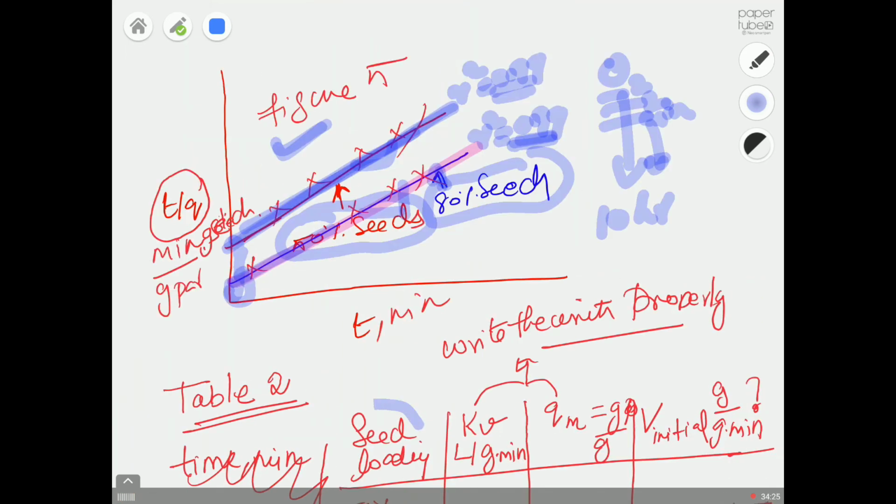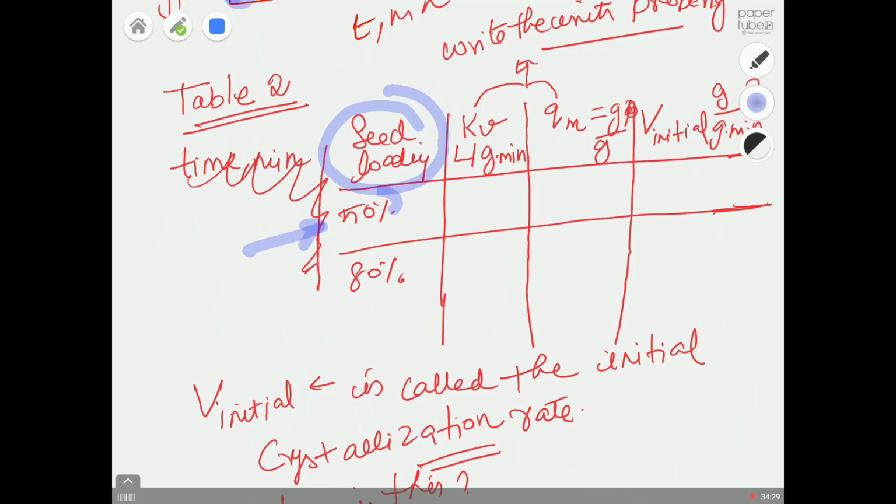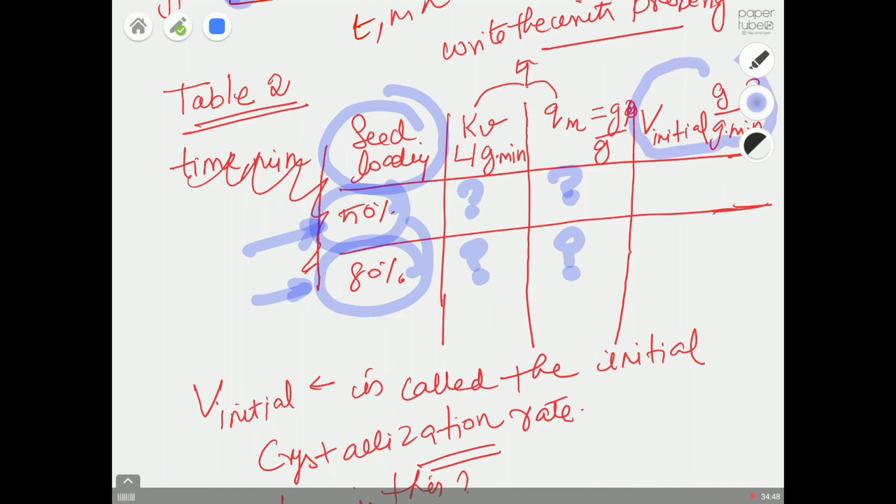So you have to calculate QM, and then you have to calculate kV, and then you make a table with seed loading, your first experiment which is 50%, second experiment which is 80%, and then the calculated kV value, and then the calculated QM value, and then you have to add one more value, or maybe let's ignore this one.